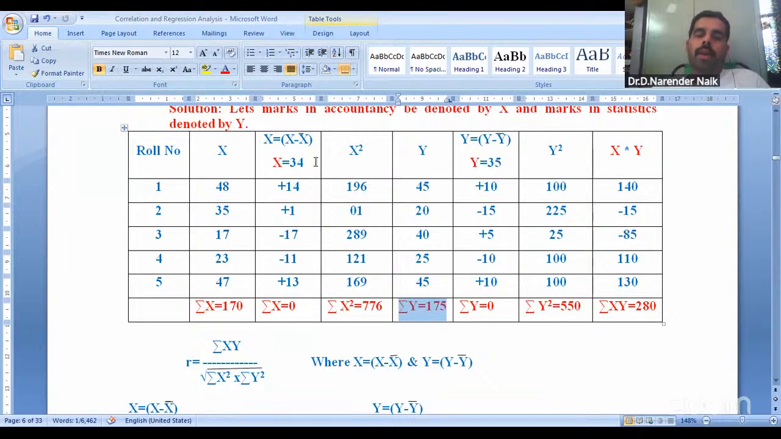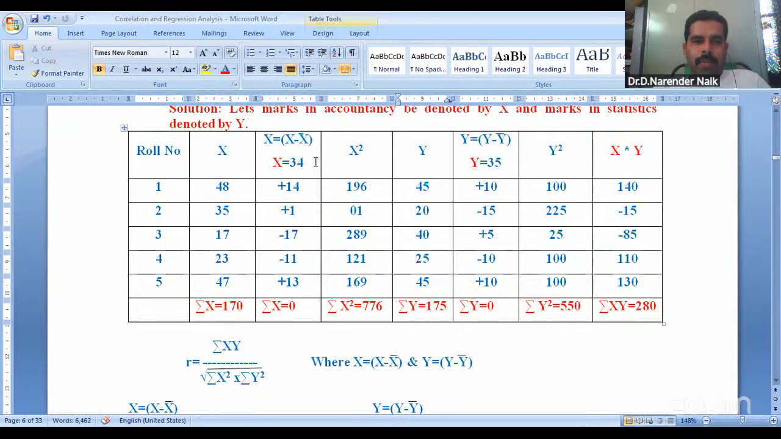Then y square. 10 square, 100. 15 square, 225. 5 square, 25. 10 square, 100. 10 square, 100. Sigma y square is equal to 550. So we completed y square also.